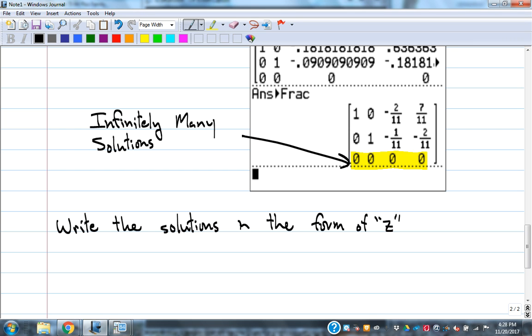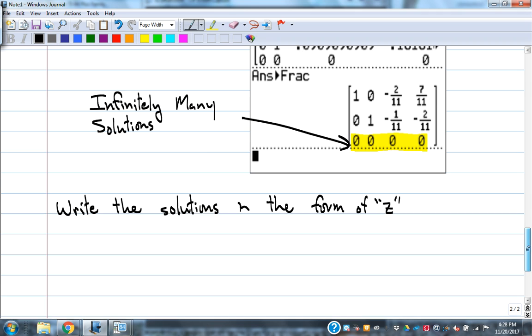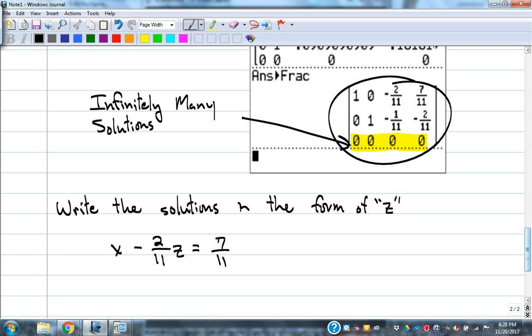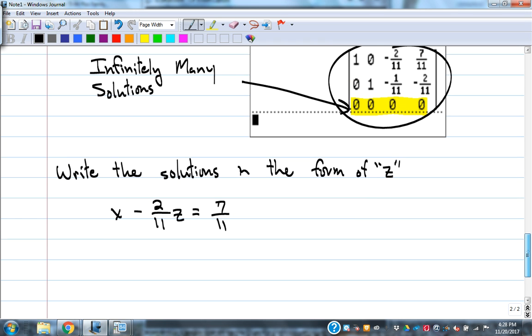On the final exam, that's the only letter I've ever seen in several years of teaching this course, and I'm pretty sure that's the only one I'm going to ask you to do too. All right, so what we do is take the equations back out of this solution matrix. That's actually x minus 2/11 z equals 7/11. And then that second row is actually y minus 1/11 z equals negative 2/11.